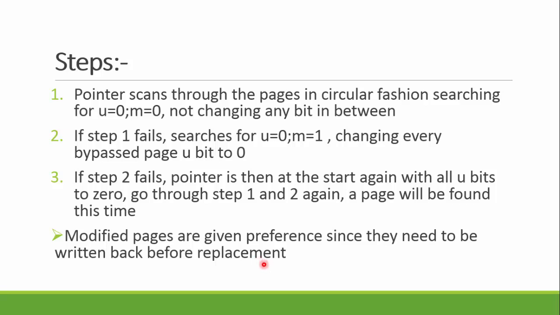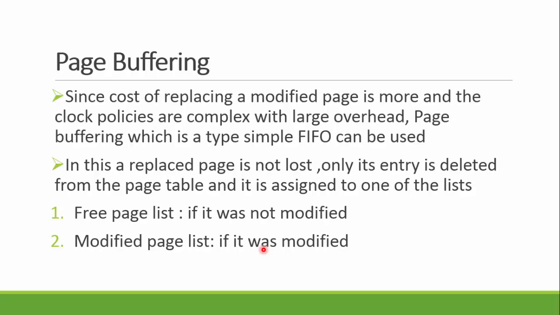Okay, so as we talked before, modified pages are given preference because they need to be written back to the secondary memory, since the cost of replacing a modified page is more. And these clock policies, as we saw, are complex and they require a large overhead. So there is another technique called page buffering, which is a type of simple first in first out.